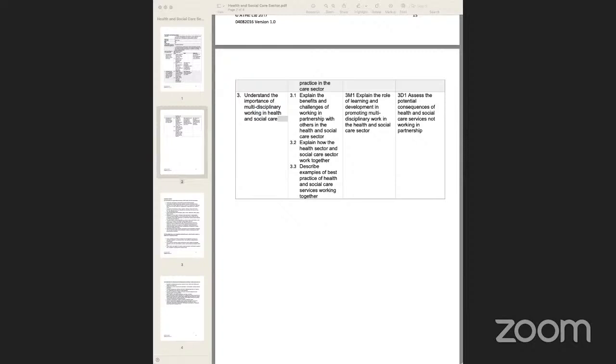Why is it an important and integral part of this particular sector when we talk about health and social care is something we need to look into in a bit more detail. There are a couple of assessment criteria that we will discuss. They will include going into the benefits and challenges of how things work in partnership within this sector.